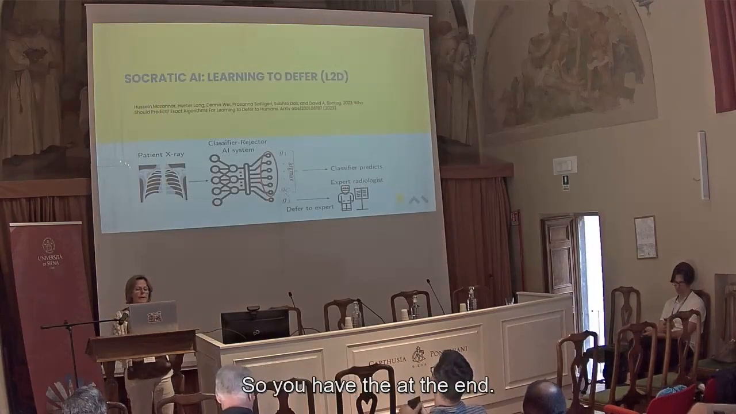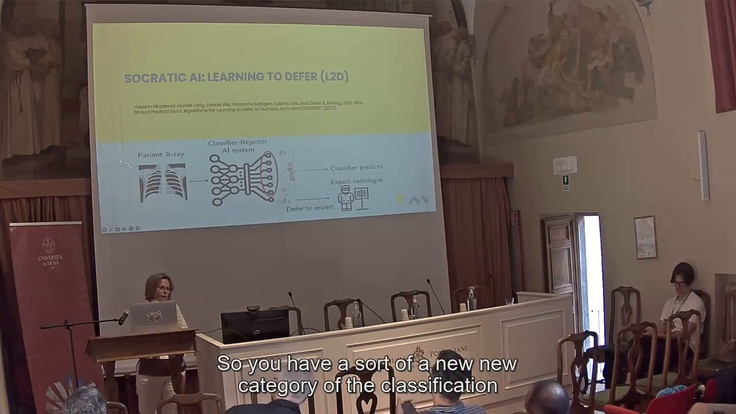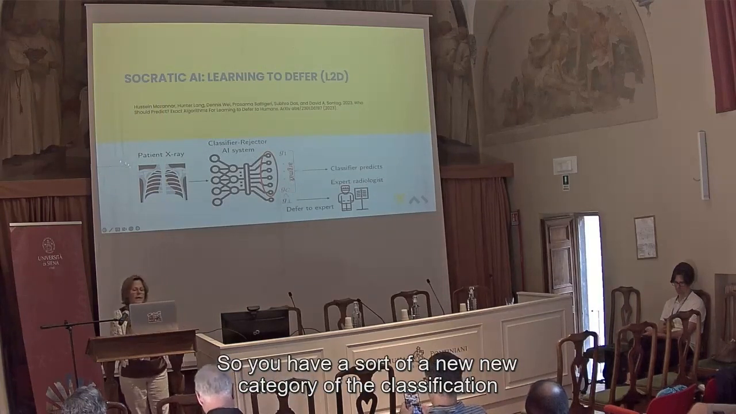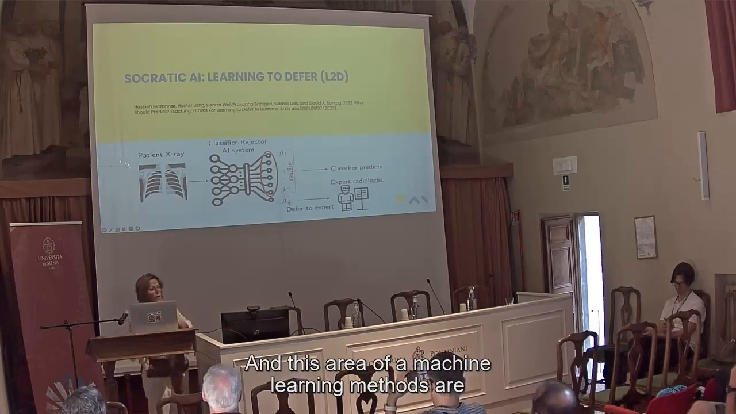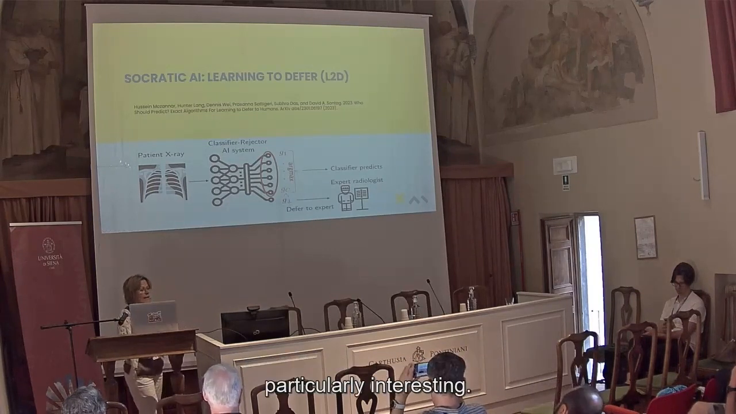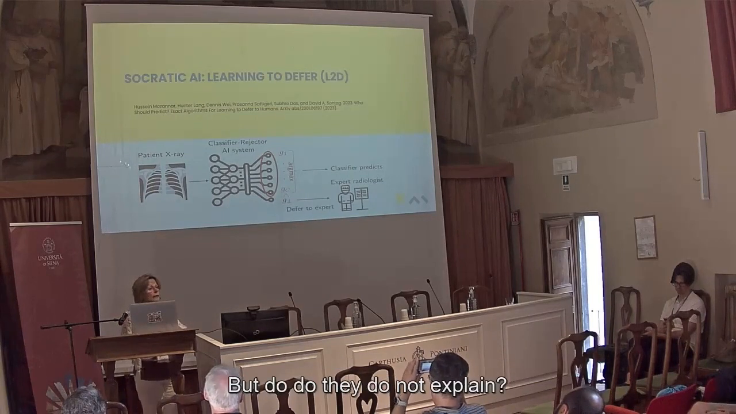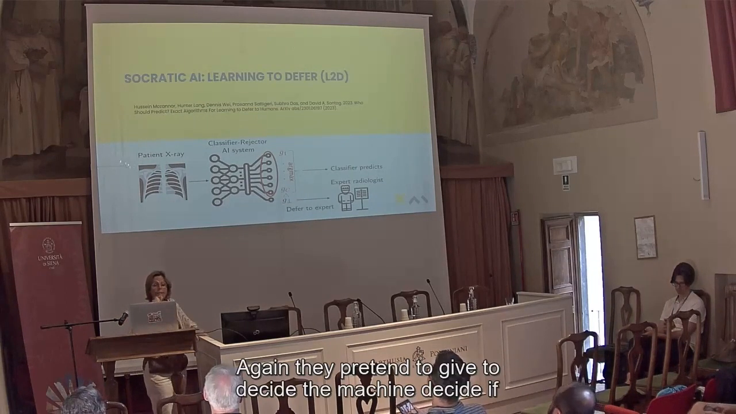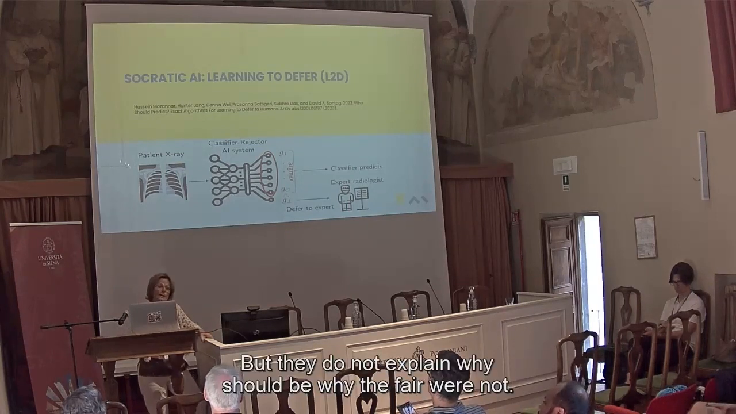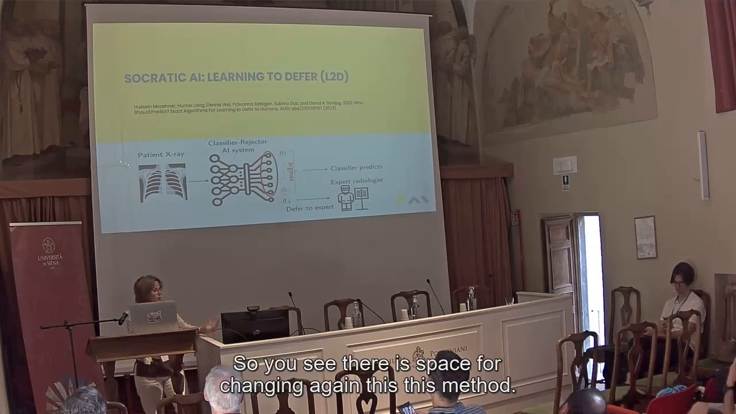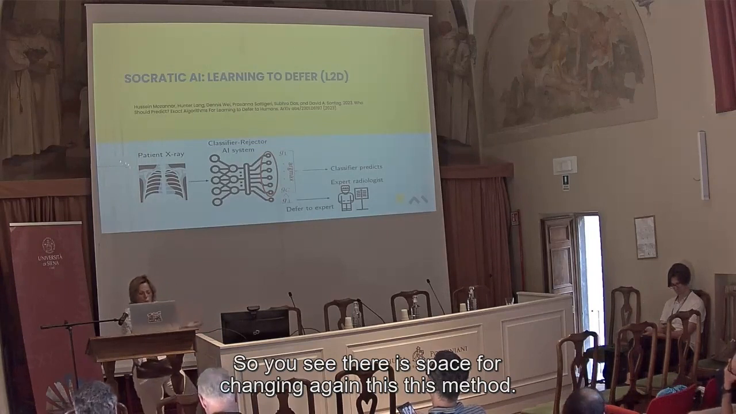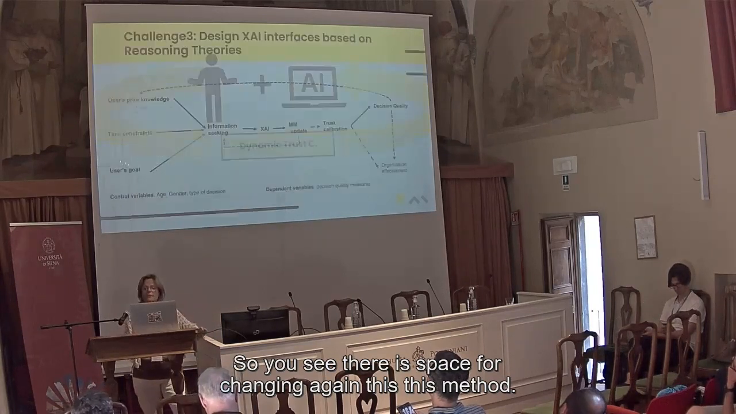So at the end, you have a new category of the classification, which is also deferring to the expert. This area of machine learning methods is particularly interesting, but they do not explain. Again, they pretend to decide, the machine decides whether to defer or not, but they do not explain why they defer or not. So you see there is space for changing this method again.